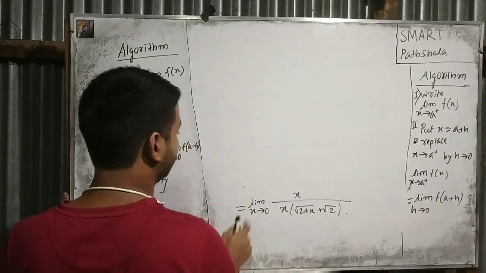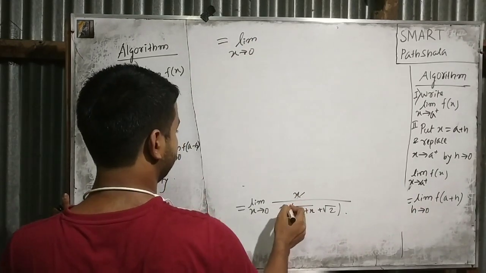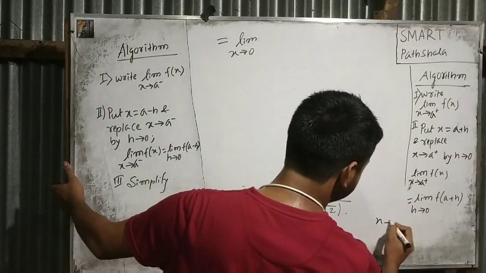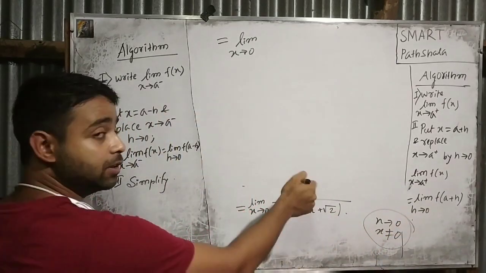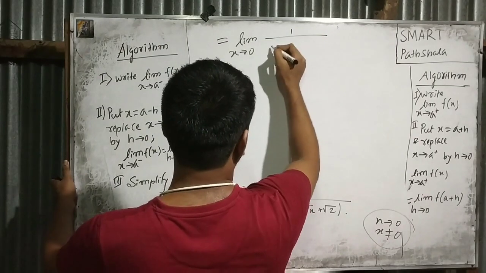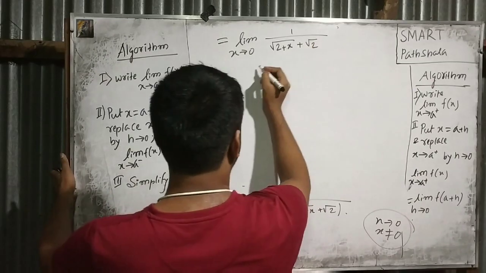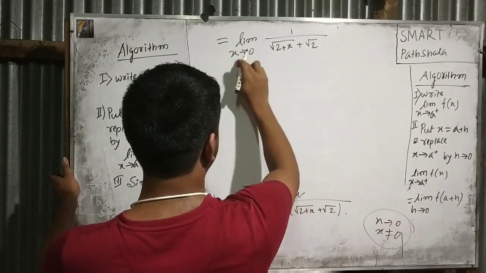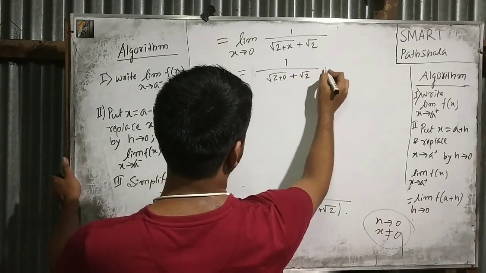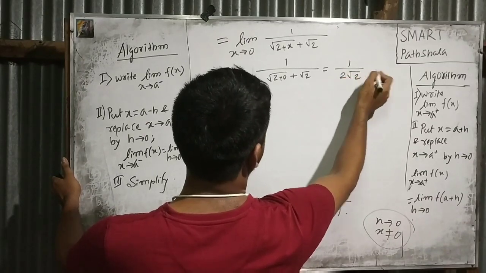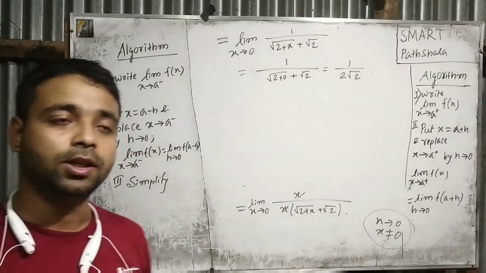Now from this one we have the limit x tends to 0. Here this x and this x can get cancelled because x is tending towards 0 but x is not equal to 0. This condition is very much necessary for cancelling these two terms. Now here I have 1 by root over 2 plus x plus root 2. Now if I plug in the value of x over here, then I have root 2 plus 0 plus root 2, which means 1 by 2 root 2, and this is the solution of this given function.